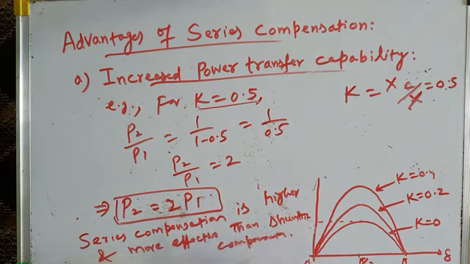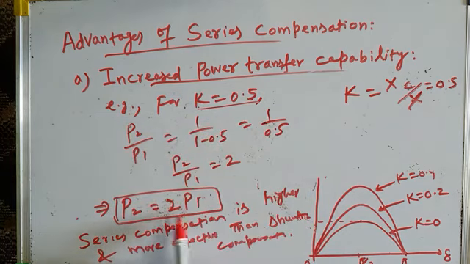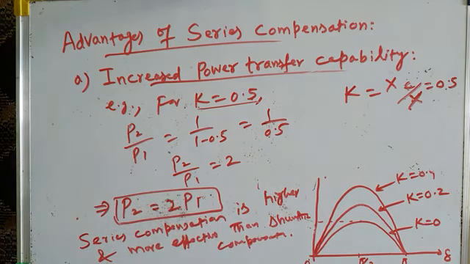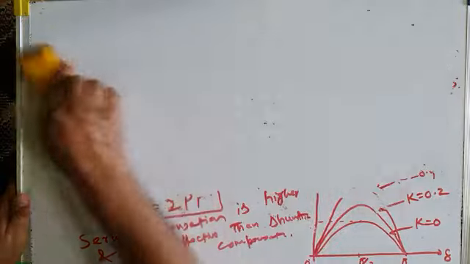because you have just now seen that for degree of series compensation equal to 50%, the power transferred over the line becomes 2 times P1, which is higher than the compensation provided by shunt compensation. Shunt compensation also increases the power transfer capability of the transmission system, but series compensation is higher and more effective. So that is the first advantage, increased power transfer capability.